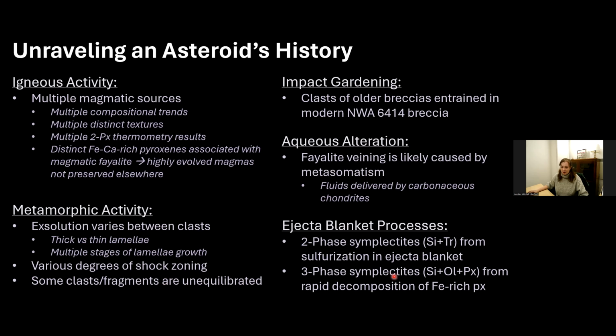We have different symplectites. We have 2-phase ones, which are thought to be formed through basically the injection of sulfur-rich fluids through ejecta blankets. We have 3-phase symplectites, which might be from the rapid decomposition of pyroxenes. So just through EDS, you can build up an entire geological history spanning several million years that happened 4 billion years ago, just from quick EDS that we were able to run overnight and through one day.